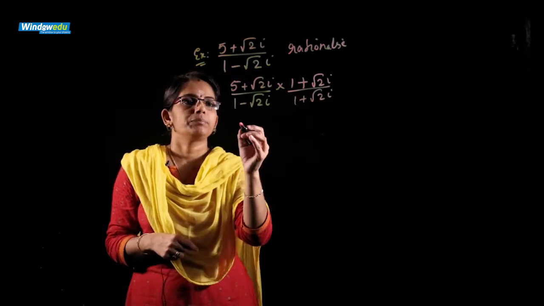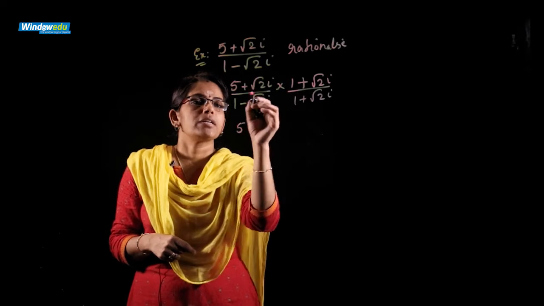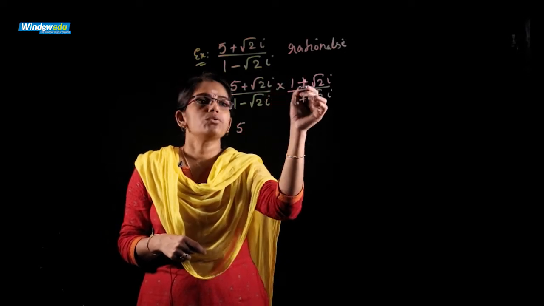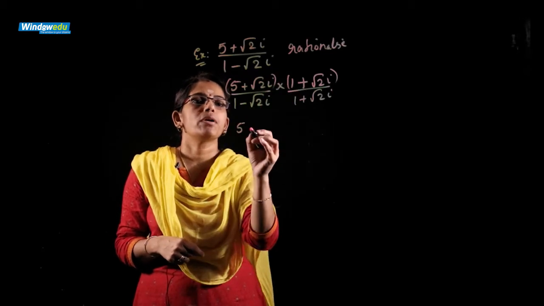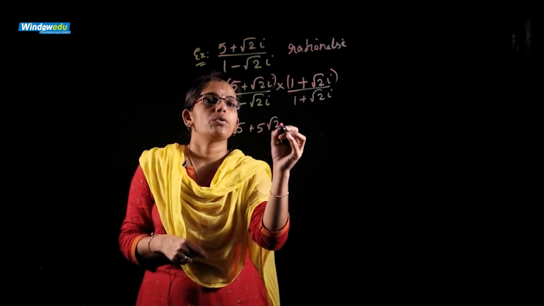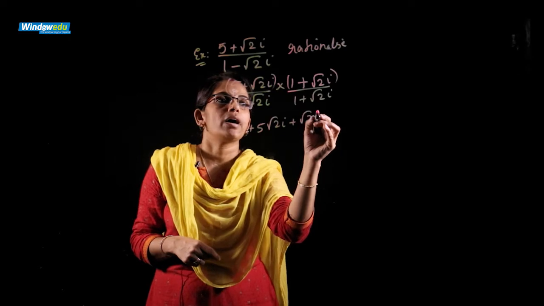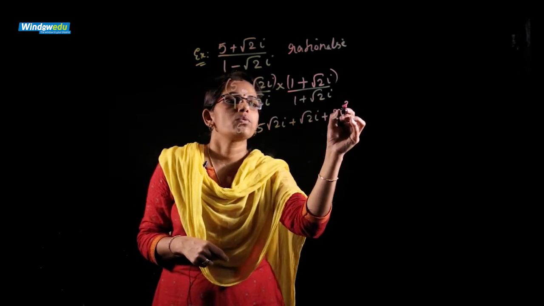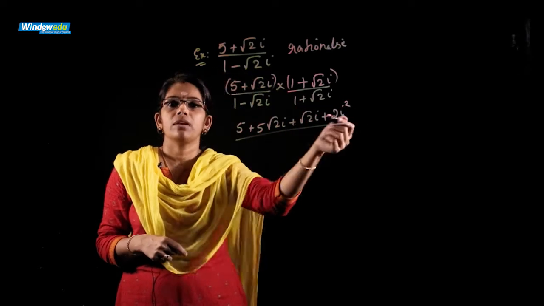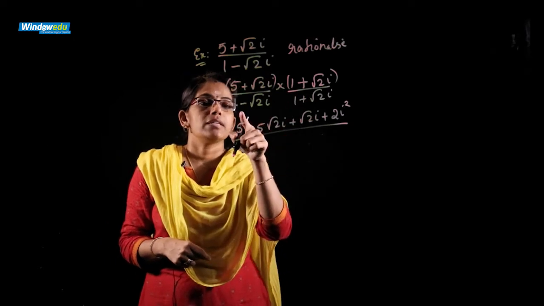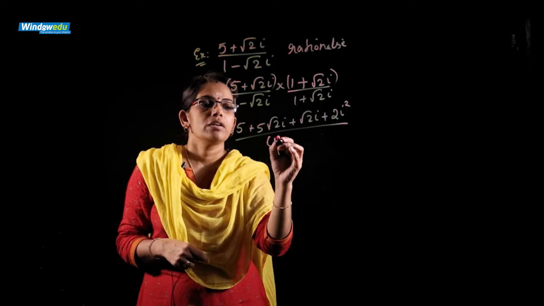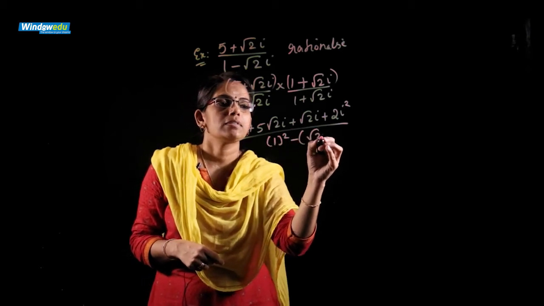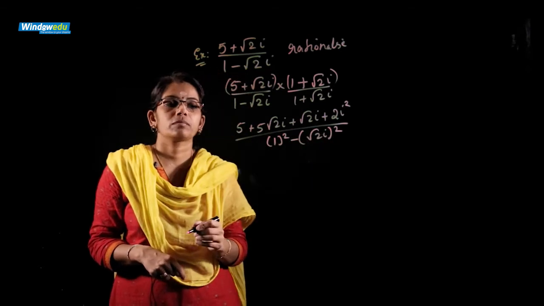Now, just multiply it. 5 plus root 2i into 1 plus square root of 2i. So, 5 into 1, 5. 5 square root of 2i plus root 2i plus 2i square. When we open this bracket, we will get this term. In the denominator, see, a minus b, a plus b, that is a square minus b square.